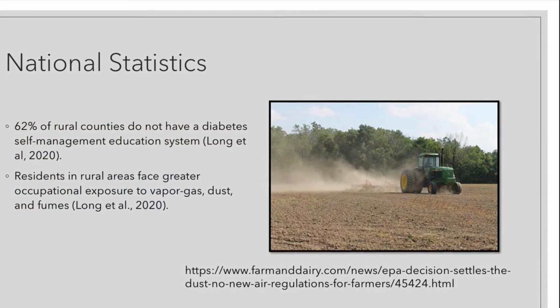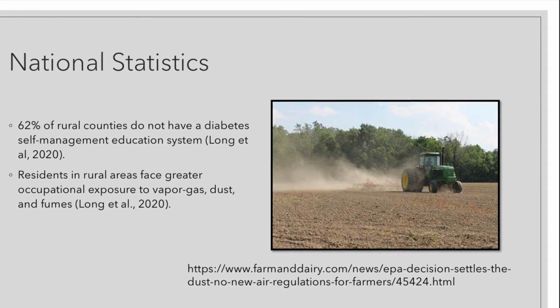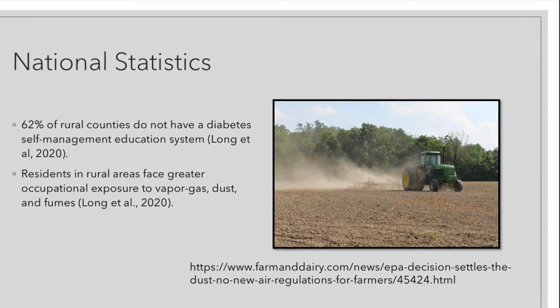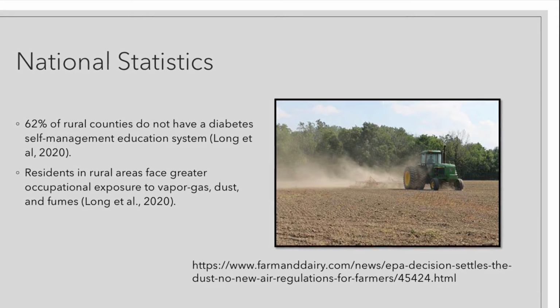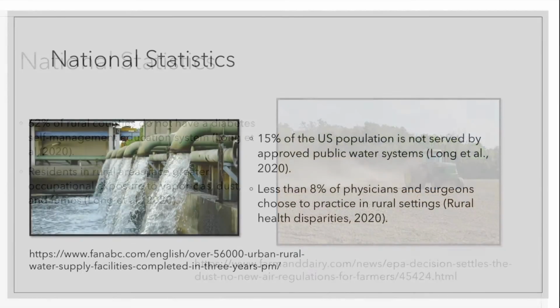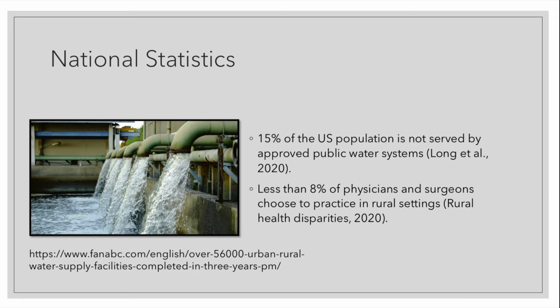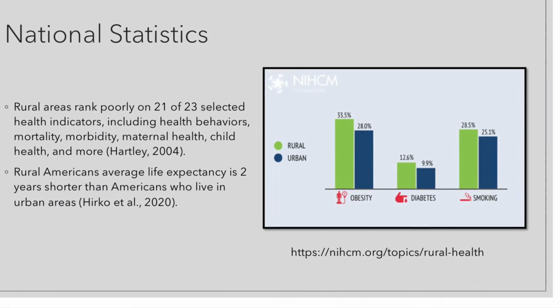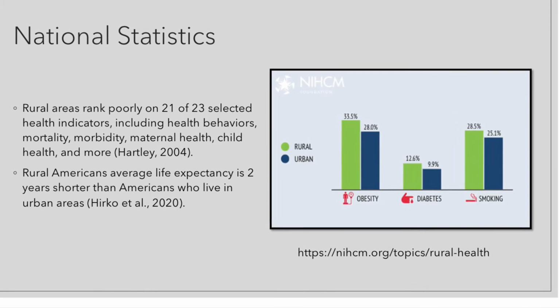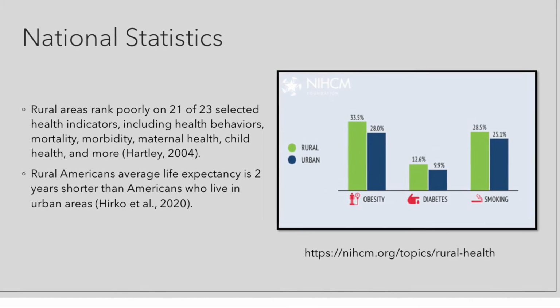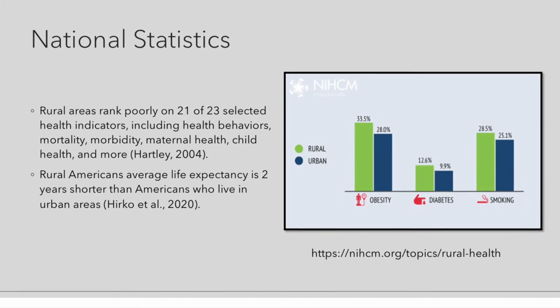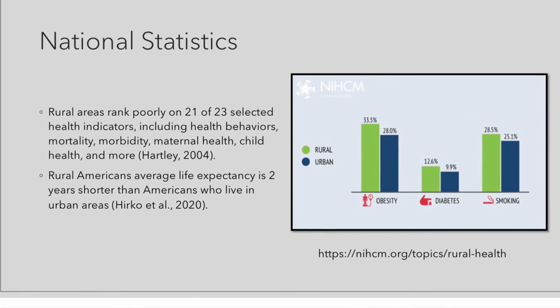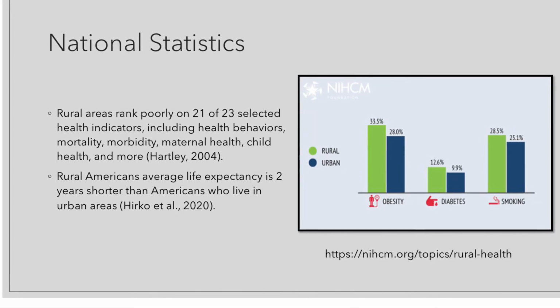62% of rural counties in the United States do not have a diabetes self-management education system. Residents in rural areas face greater occupational exposure to vapor gas, dust, and fumes. 15% of the U.S. population is not served by an improved public water system. Less than 8% of physicians and surgeons choose to practice in rural health settings. Rural areas rank poorly on 21 of 23 selected health indicators, including health behaviors, mortality, morbidity, maternal health, child health, and more. Rural Americans' average life expectancy is 2 years shorter than Americans who live in urban areas.